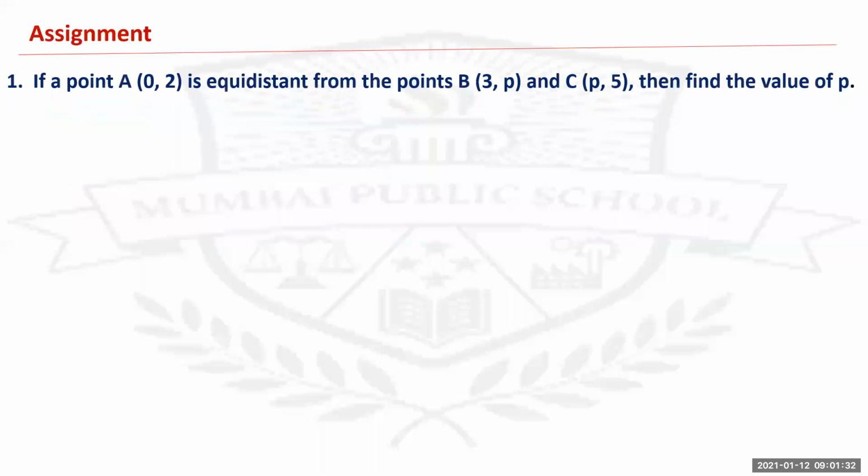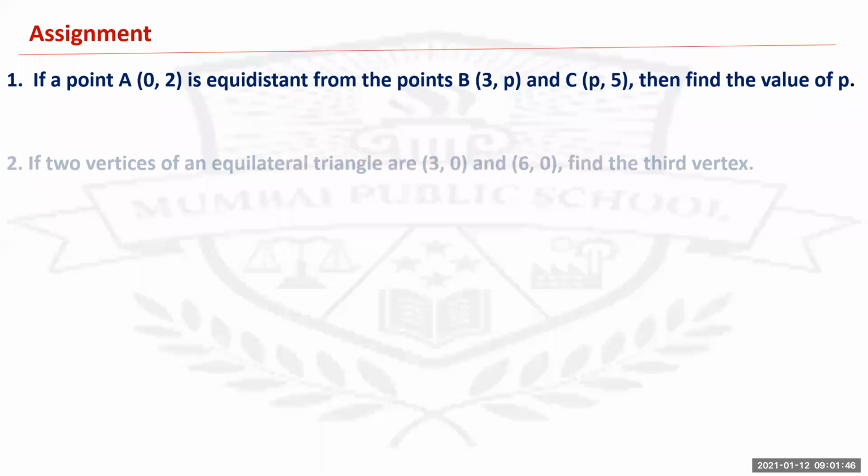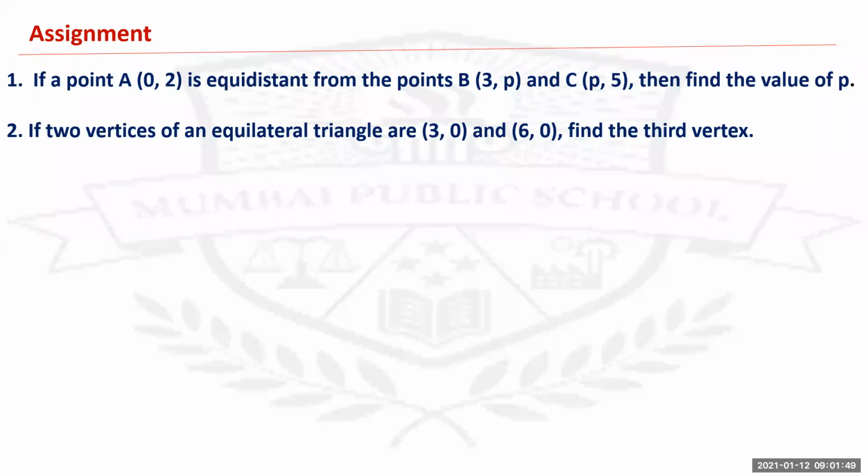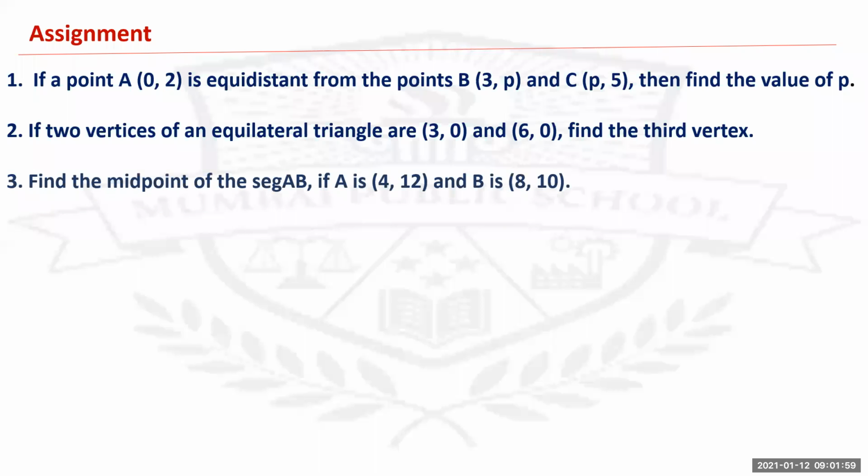So we'll move ahead now. Here are some assignment questions for you. If a point A(0, 2) is equidistant from the points B(3, p) and C(p, 5), then find the value of p. If two vertices of an equilateral triangle are (3, 0) and (6, 0), find the third vertex. Find the midpoint of the segment AB if A is (4, 12) and B is (8, 10).